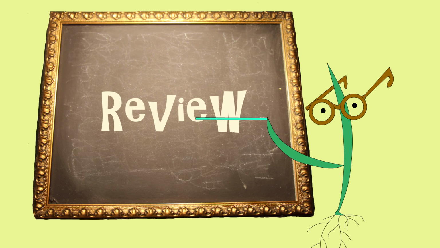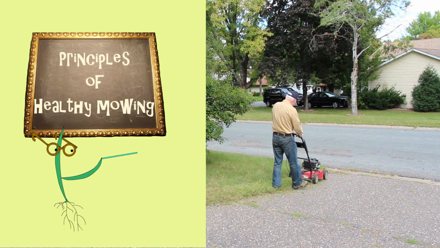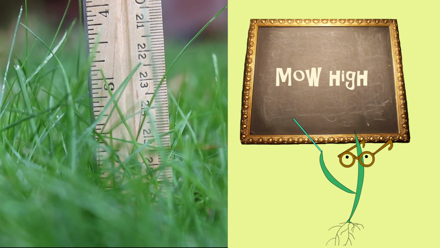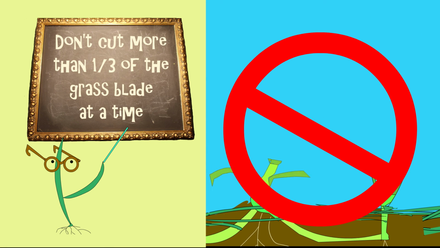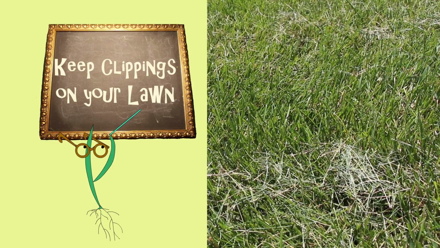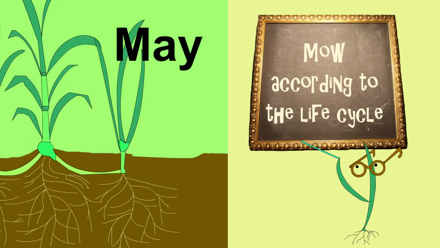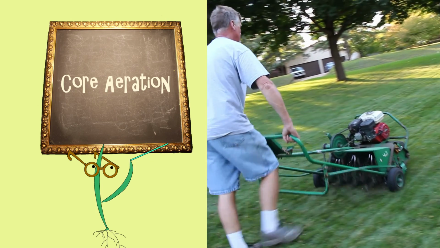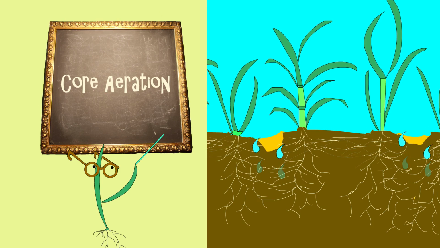Let's review the main points. A healthy lawn is good for the environment. Remember the principles of healthy mowing. Mow high, 3 inches or more. Don't cut off more than 1/3 of the grass blade at a time. Keep your mower blade sharp. Keep clippings and leaves on the lawn and off the road. Mow according to the life cycle of grass. Do core aeration in the fall to loosen your soil so there is more room for grass roots and water.